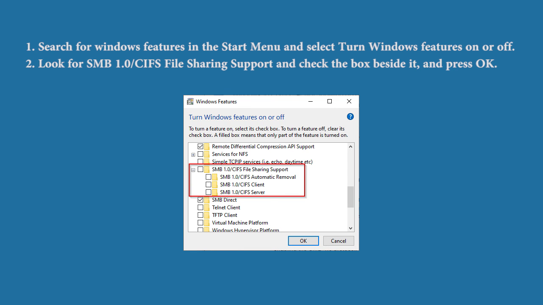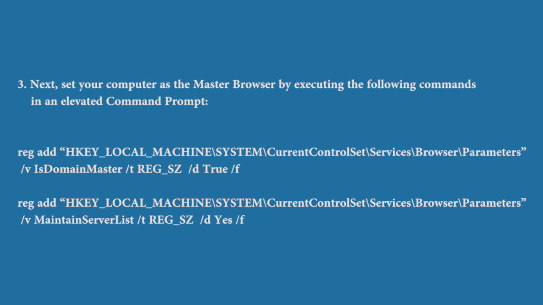Search for Windows features in the Start menu and select Turn Windows features on or off. Look for SMB 1.0/CIFS file sharing support and check the box beside it, and press OK. Next, set your computer as the master browser by executing the following commands in an elevated command prompt.